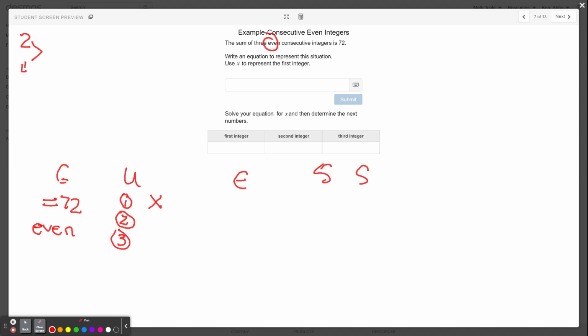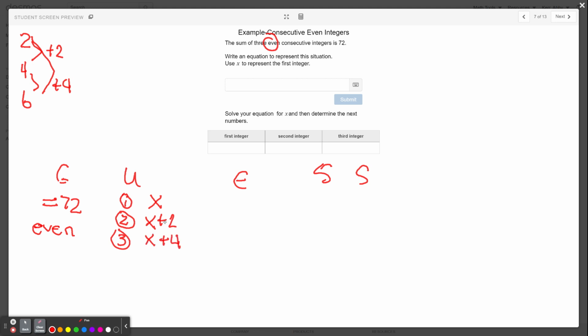what do I add to get 4? I have to add a 2. My next even number, what do I have to add? I have to add 4. So that's exactly what you do here, x plus 2, x plus 4.